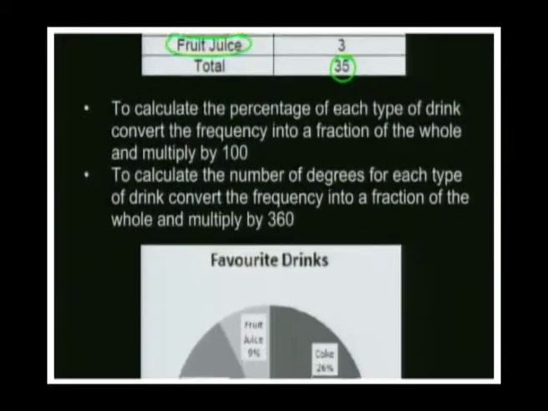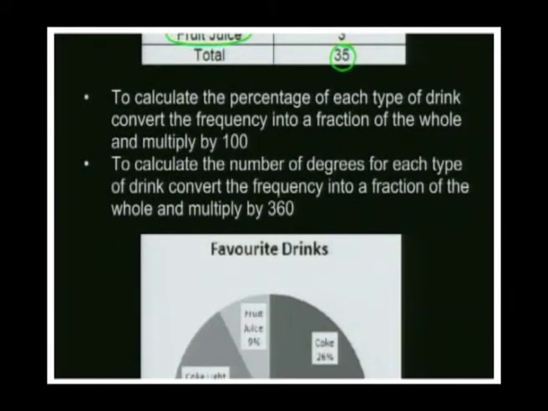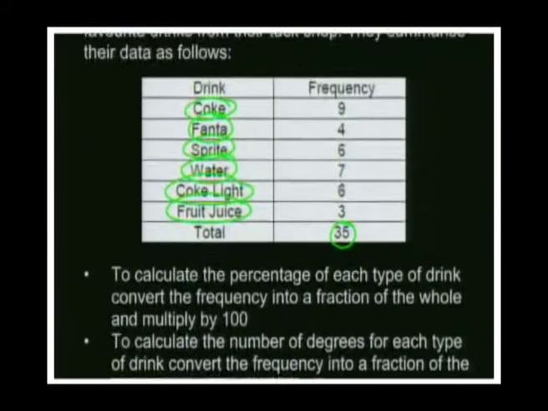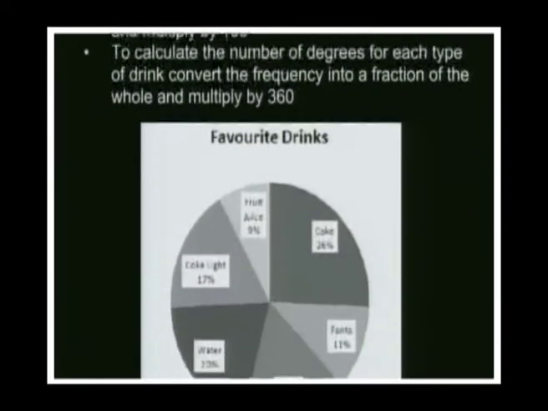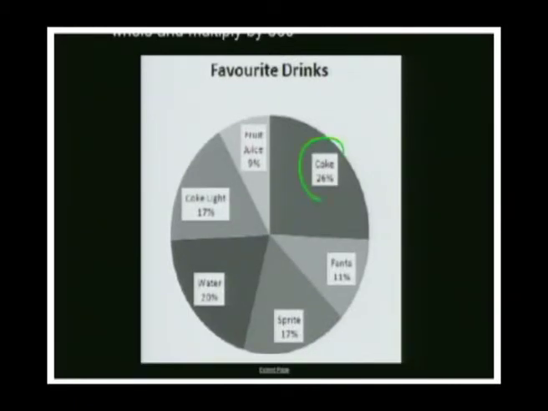So first of all, what you need to do is calculate the percentage. Convert your frequency into a fraction of the whole and multiply by 100. Let me do an example for Coke. Coke, we've got 9 people that prefer Coke. And it is out of a total of 35 people who completed my survey. And to turn this into a percentage, we multiply by 100 to get our percentage. And let us have a look over here. We've got Coke, and it was 26%.